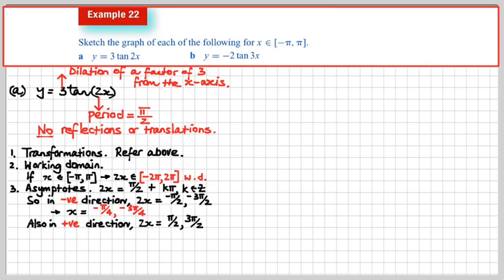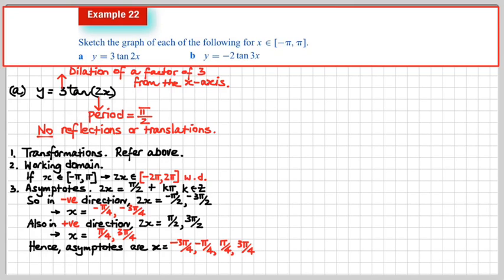For the positive direction, we say that 2x, and why are we using 2x? Because we've got 2x in here, guys. So 2x will be pi on 2, or 3 pi on 2, therefore x would be pi on 4 or 3 pi on 4. Hence the asymptotes of those, all summarised and beautiful. Okay, starting point. Because it's not translated horizontally or vertically, it's fine. The starting point is 0, 0. Good. End points, and they'll be fine too. Minus pi, 0, and pi, 0.